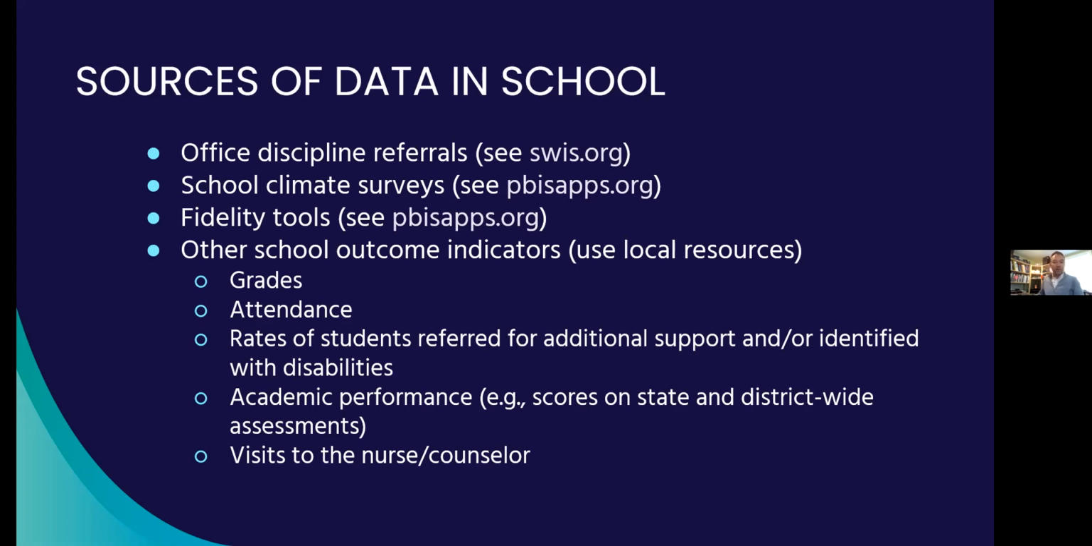Data that you can often find in schools includes grades, attendance, visits to the nurse, academic performance, and so forth. To answer some other questions, you may need to find new tools to answer them, such as a school climate survey to assess the health of your school's climate, or the tiered fidelity inventory to measure your school's fidelity to PBIS.